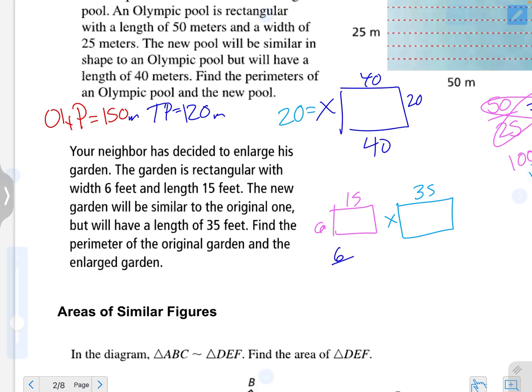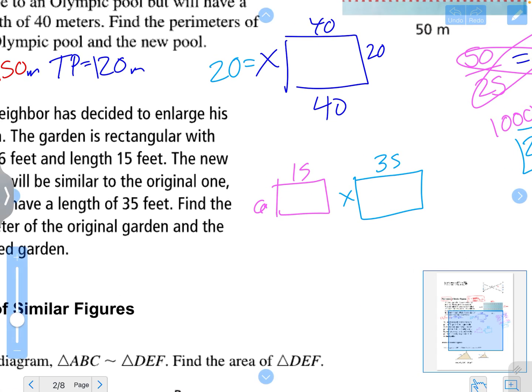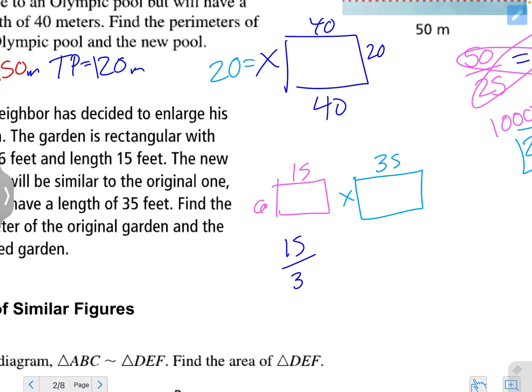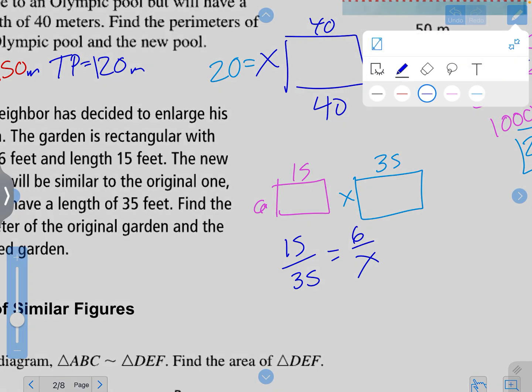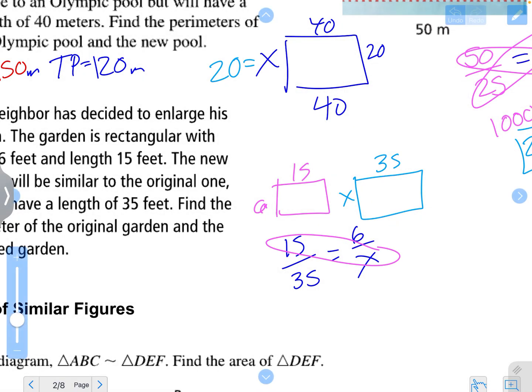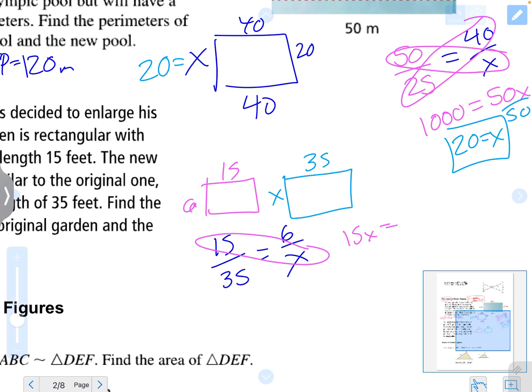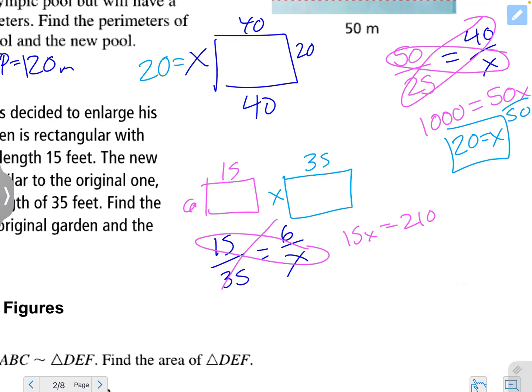So I'm going to go 6 over 15, or sorry, no. Oh, my brain is not working. So we're going to go the width over the width, and then the length over the length, and we're going to cross multiply and divide to find what we're missing. So we get 15x equals 210. So we divide by 15, and we get x equals 14.